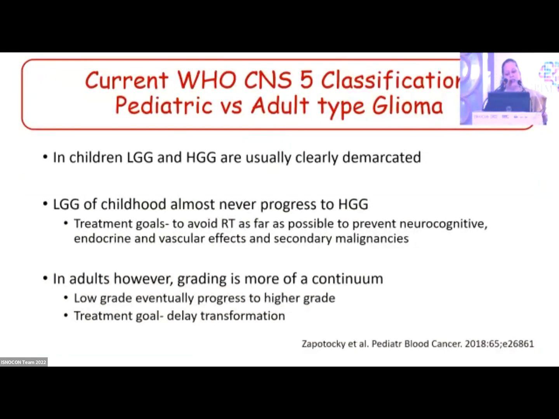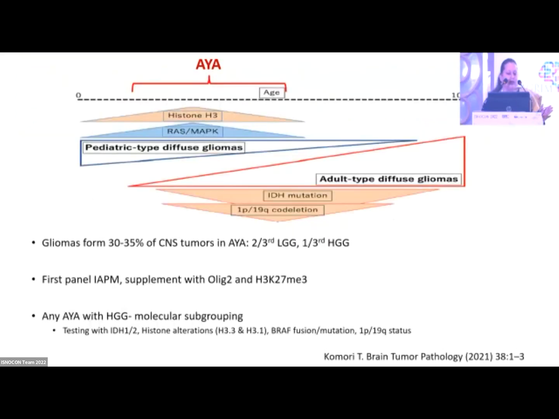Now this series basically highlights, as I said, that the WHO CNS5 classification has divided the gliomas into pediatric and adult type. And in children, the low grade and high grade are usually clearly demarcated because the low grade gliomas almost never progress to high grade, and in the adult, the grading is more of a continuum, as we know, and this is the basis for the current classification. However, in the AYA group, there is, as I said, complete transition from the pediatric type to the adult type. So in this particular age group, we can see the whole gamut of gliomas, and they form a significant chunk of tumors in the AYA, about a third of them, and about a third of those are high-grade gliomas.